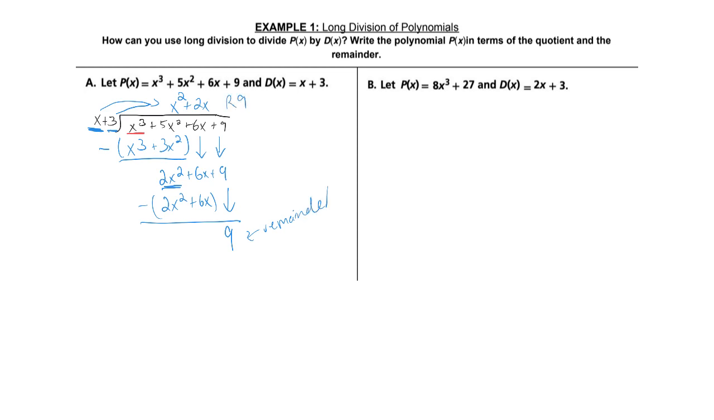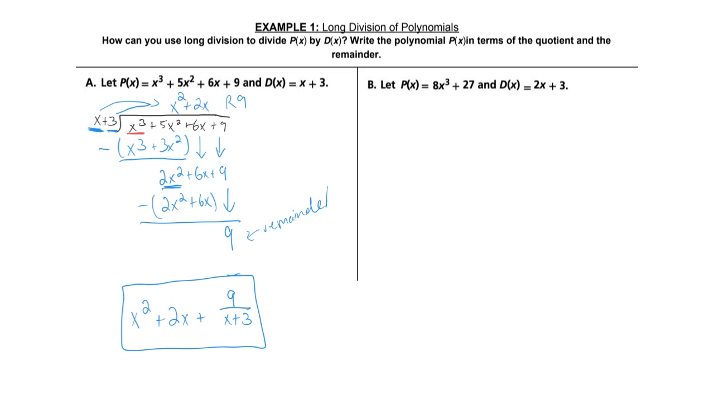and obviously x can't go into 9, so this is our remainder. So remainder 9. And how are we going to write this? We're going to write this as our answer, x squared plus 2x plus a remainder over our divisor, 9 over x plus 3. And that is our solution.